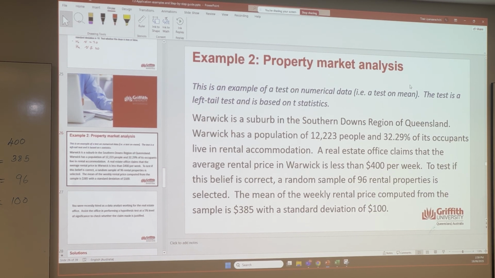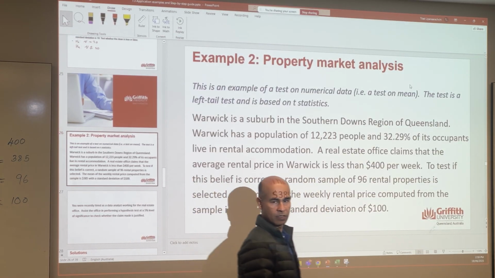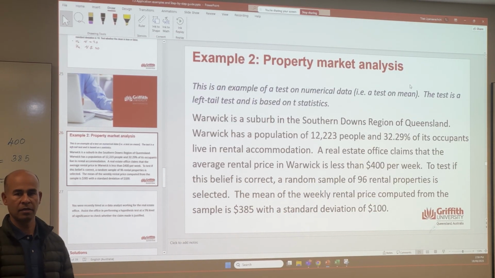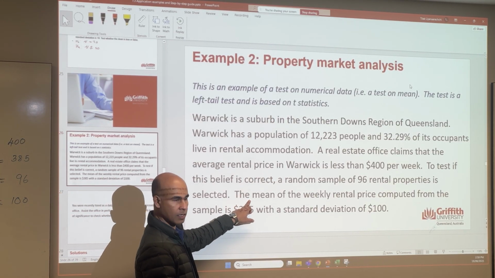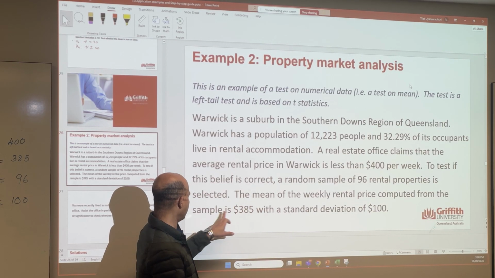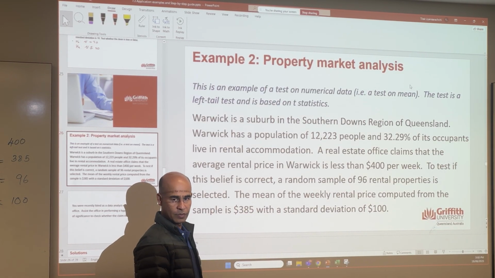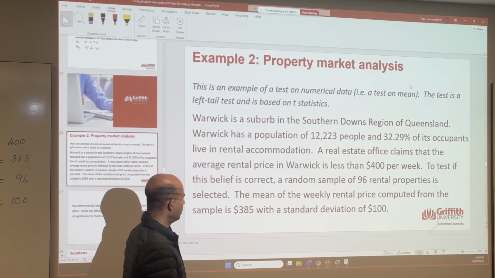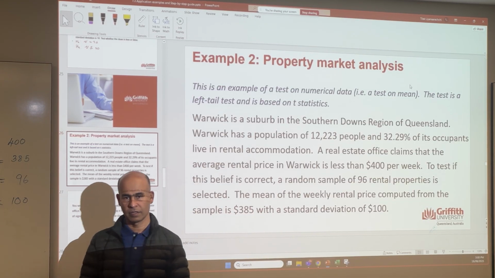Can I ask again, what's the 100? It is the standard deviation. The standard deviation is 100. If you look at the sentence, the mean computed from the sample is 385 and the standard deviation is 100. So the sample mean is 385 with that standard deviation.